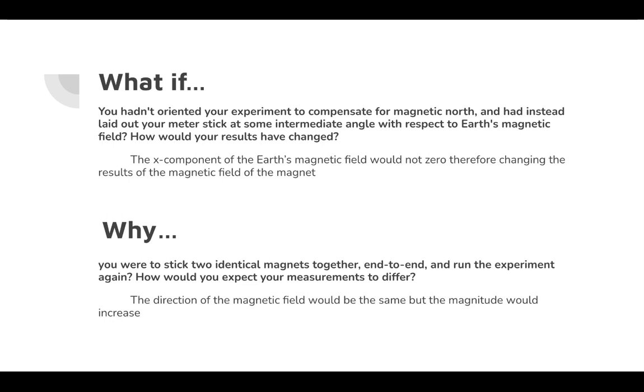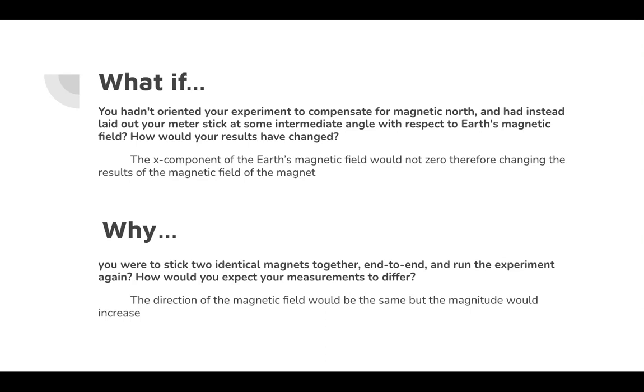So what if you hadn't oriented your experiment to compensate for the magnetic north and had instead laid out your meter stick at some intermediate angle with respect to the Earth's magnetic field? How would your results have changed? If we weren't pointing our meter sticks in the direction of magnetic north, the component of the Earth's magnetic field at that point would not have been zero. So we would have been affecting our results of the magnetic field of the magnet.